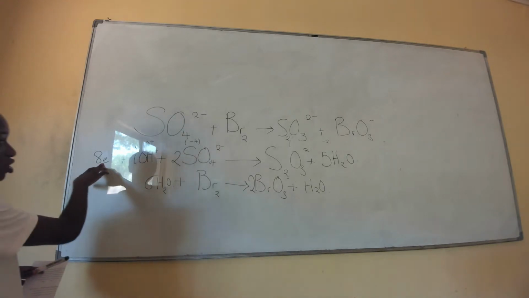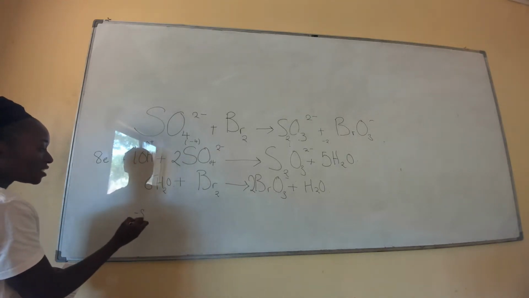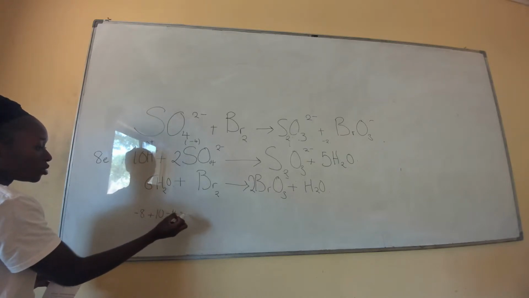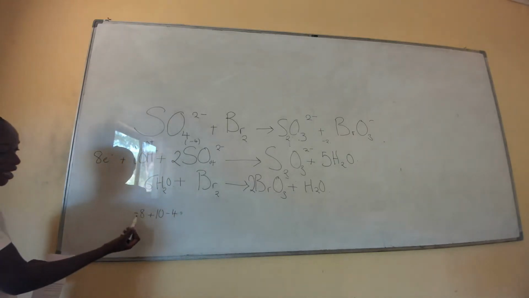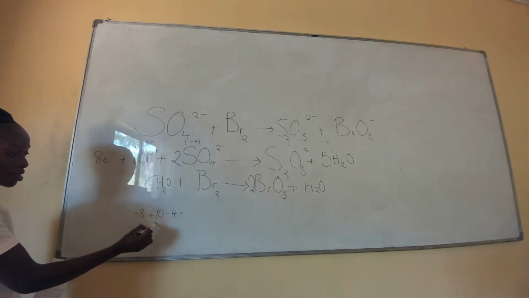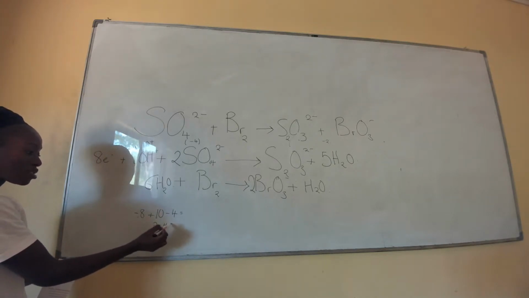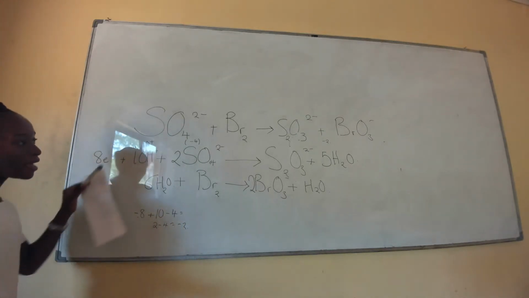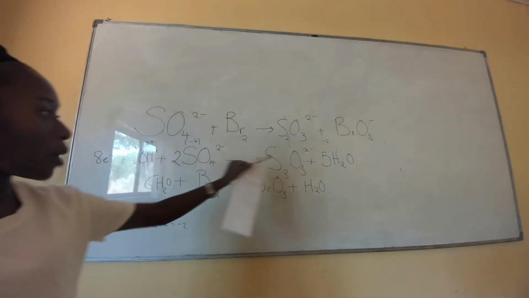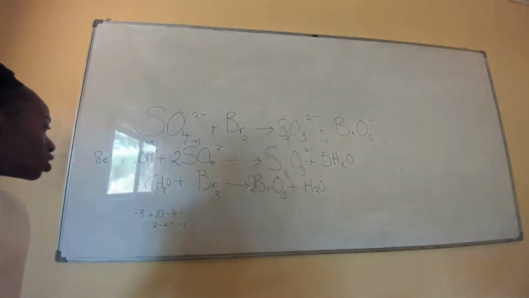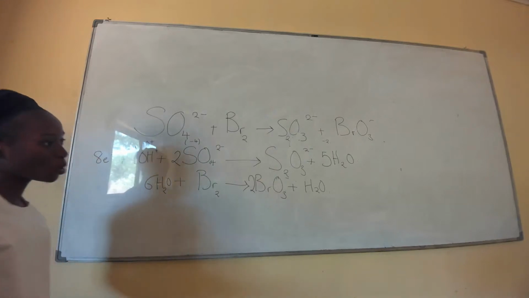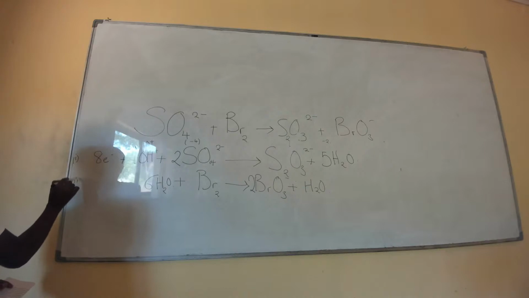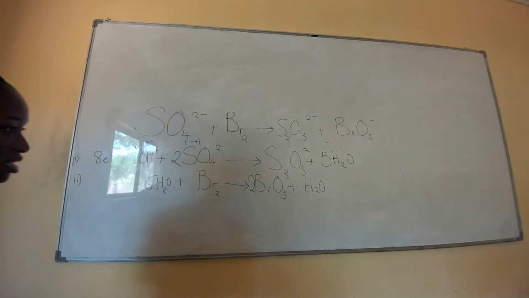If we introduce 8 electrons, it's going to be negative 8 plus 10 minus 4. Negative 8 plus 10 will give us positive 2, and then positive 2 minus 4 will give us negative 2, meaning we'll have a total of negative 2 charges at the left-hand side, and at the right-hand side, we'll also have the negative 2 there. So the first equation is balanced. We then come to the second equation, balancing the charges of the second equation.